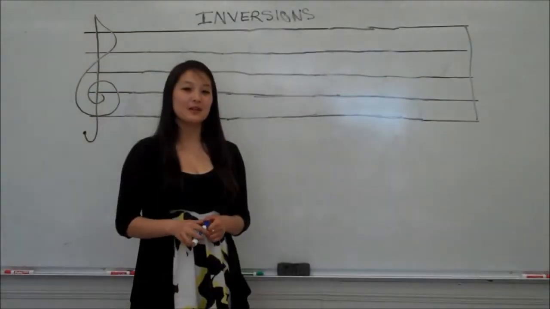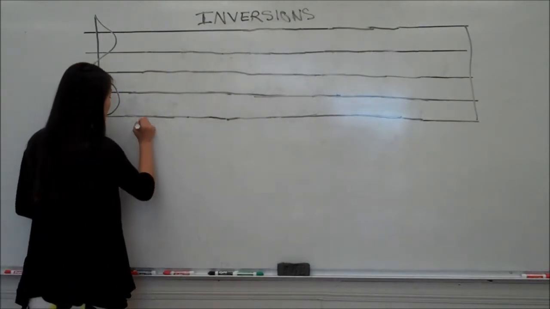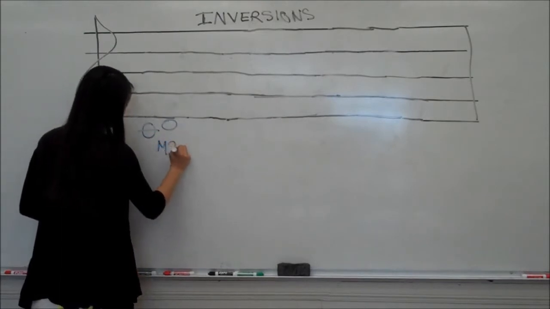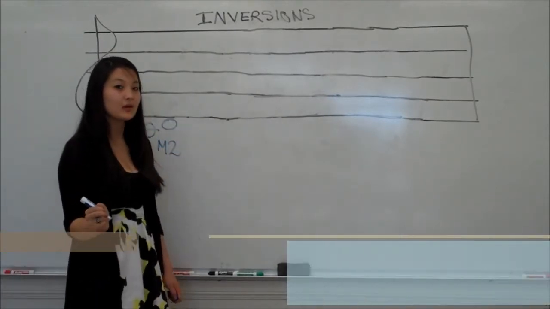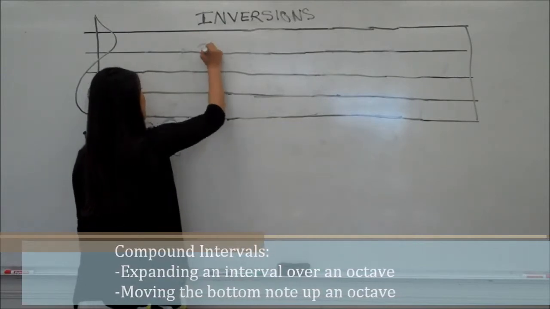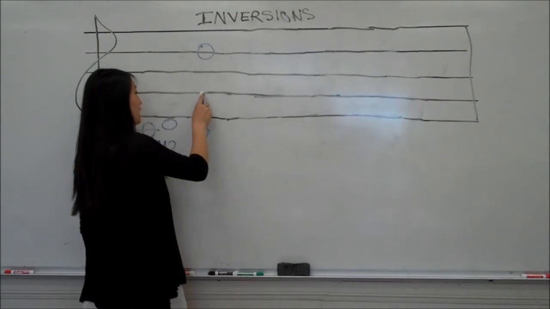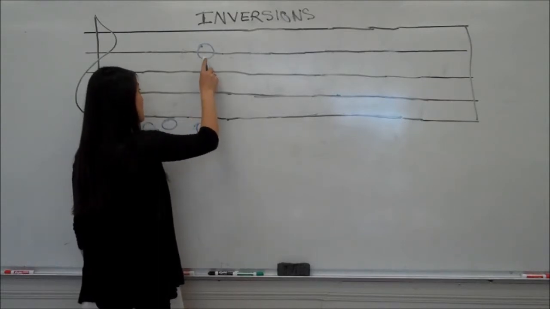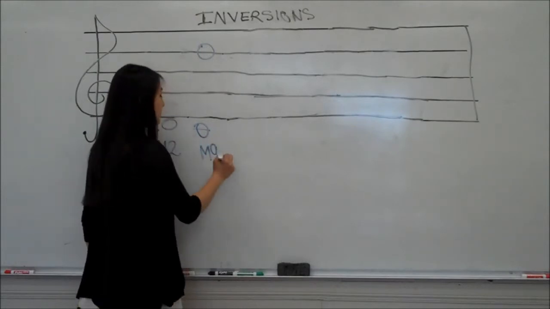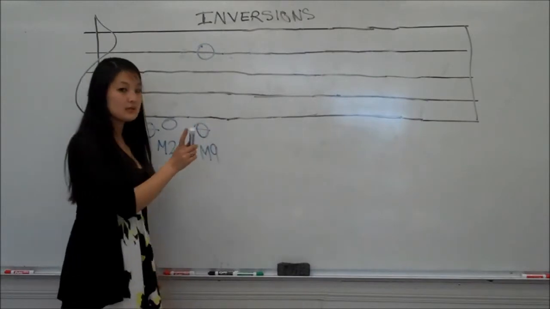Our final topic for today is compound intervals. This is when we take a normal interval, such as a C to a D, which is a major second, and then expand it over an octave. So, we keep the C here, but we move the D up here, which makes this a 1, 2, 3, 4, 5, 6, 7, 8, 9, a major 9. And we know it's still major because a D is in the key of C.